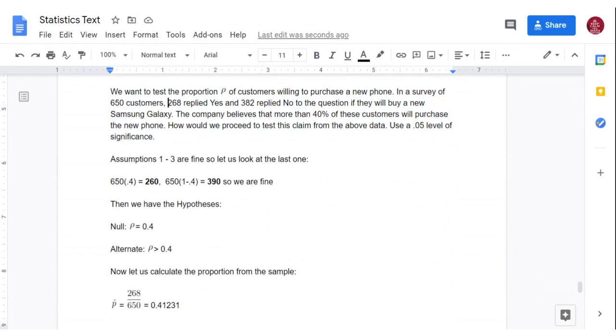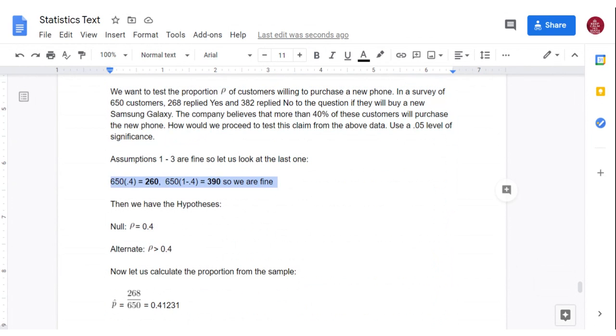Now, what the company is testing is 40%. We're going to test against 40%. So is there enough evidence to conclude that? Well, first of all, this right here, what they call the P sub 0 thing, that's what we're testing against. See that? The proportion is equal to 0.4, and that would be the null. And what the company would like to prove is that it's greater than 40%, 0.4. Well, anyway, the assumptions are fine. We got two different categories, yes and no.